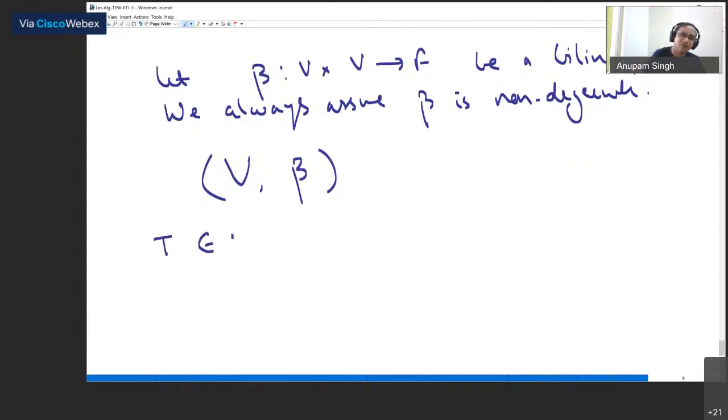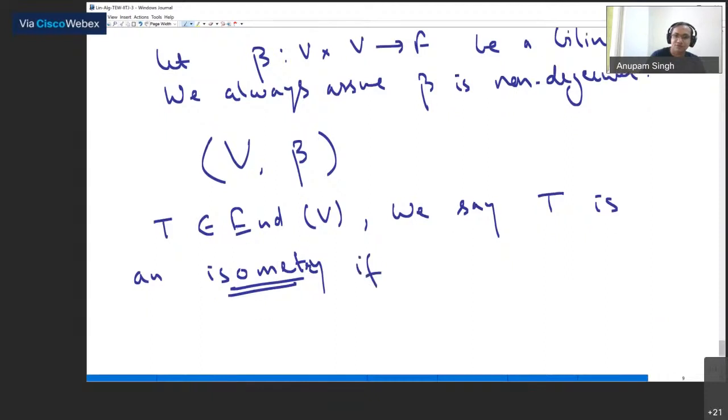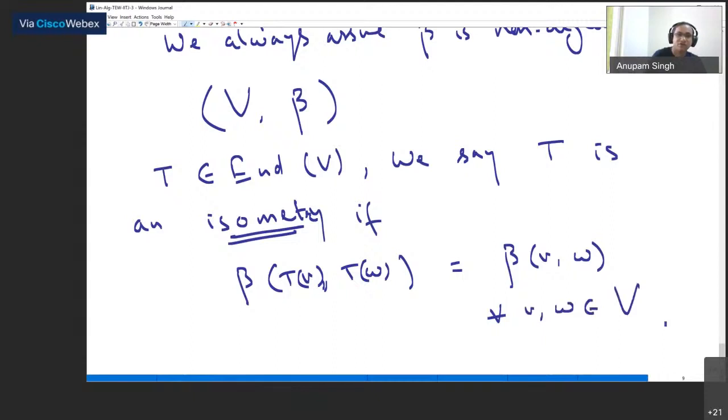So I can take an endomorphism of V. We say T is an isometry if beta of TV, TW, so T is a transformation, so it can apply on vectors, so beta of TV, TW is always equal to beta of V comma W. This would happen for all V, W in V. Okay, so this is a definition of an isometry.